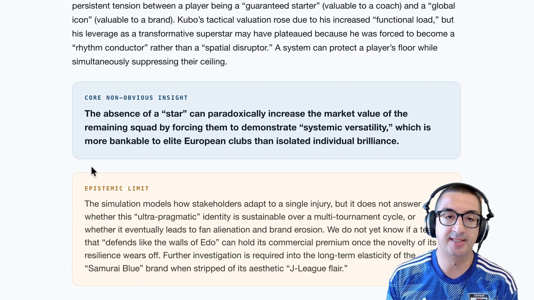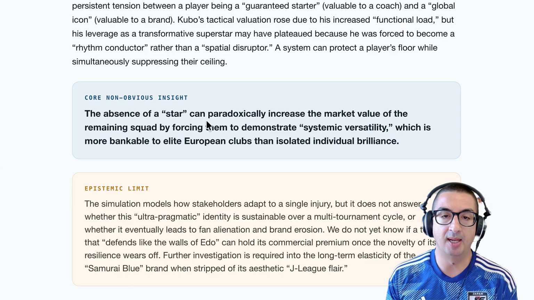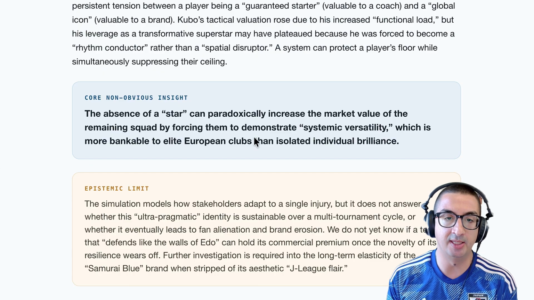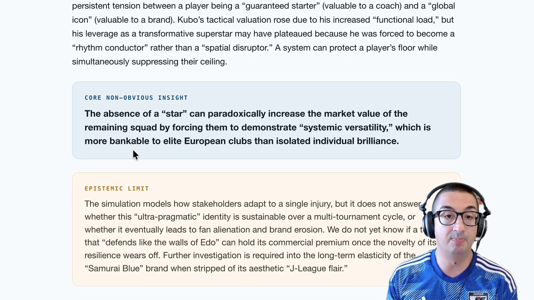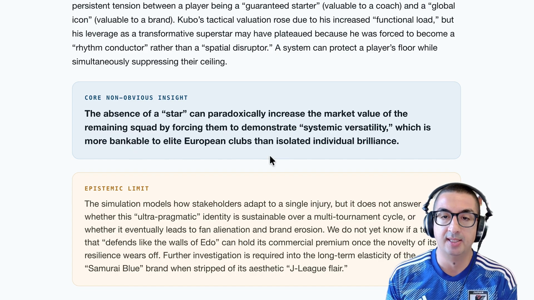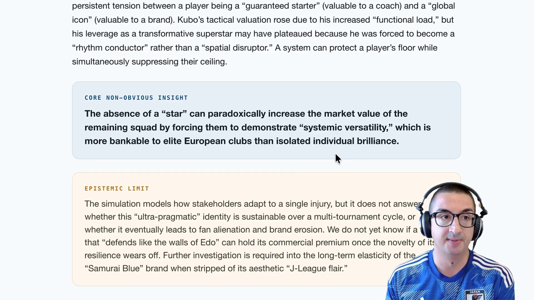Core non-obvious insights: the absence of a star can paradoxically increase the market value of the remaining squad by forcing them to demonstrate systemic versatility, which is more bankable to elite European clubs than isolated individual brilliance.